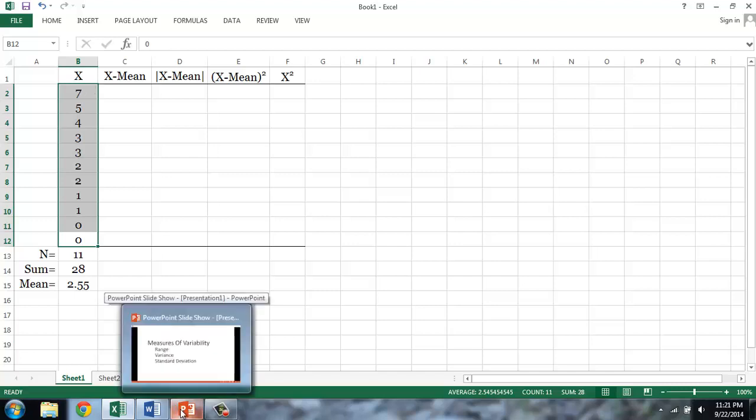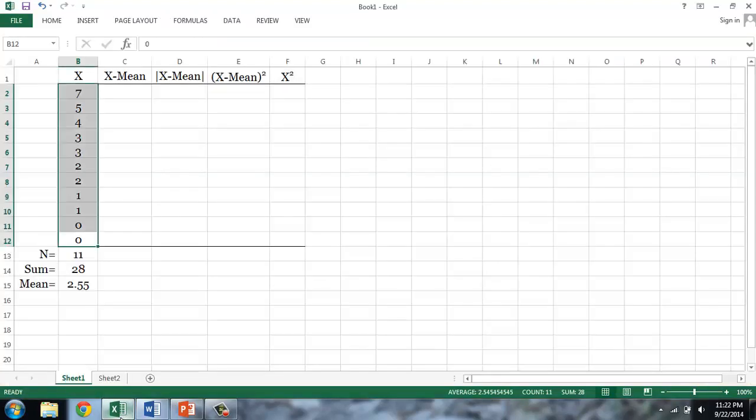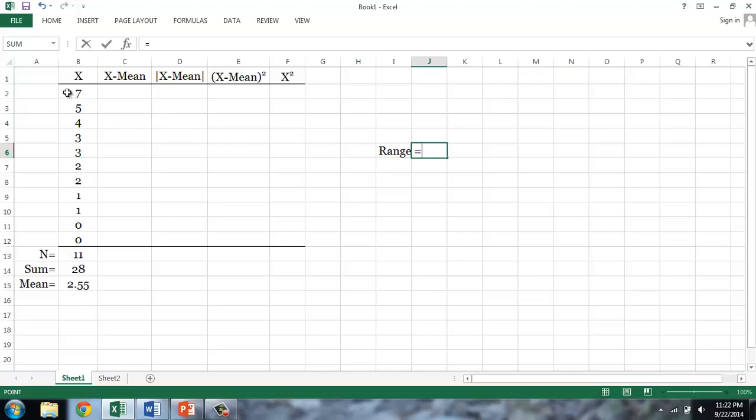The first measure of variability we'll discuss is the range. The formula for the range is simply the highest score in a distribution minus the lowest score in a distribution. This set of scores is already sorted from highest to lowest, and so the range is simply equal to the highest value minus the lowest value, or in this case 7.